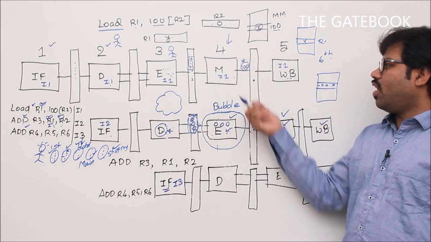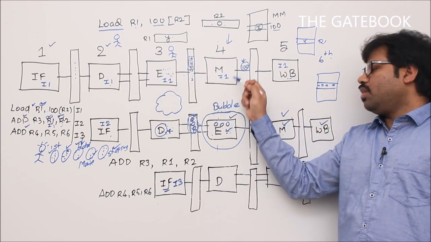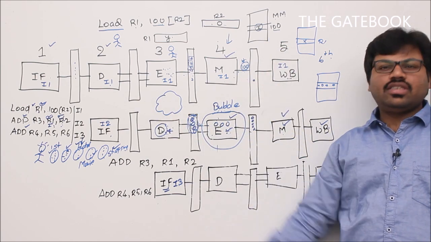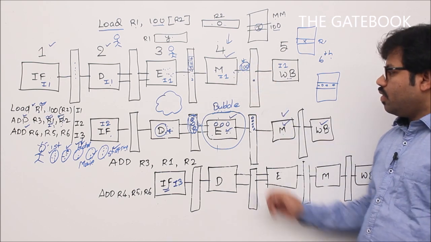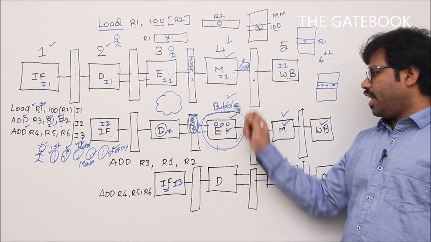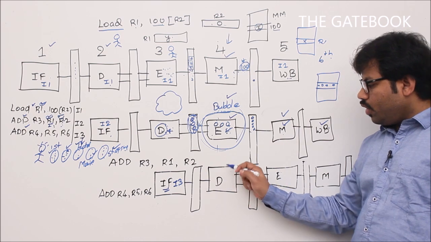In the fourth clock cycle, what happens? Because you did not disturb these signals, this execution will be executed. That means the memory stage of the load instruction will be done and 100 will come. Here, just a bubble will take place. That means execution will not be done. Then sir, what are we going to do here?